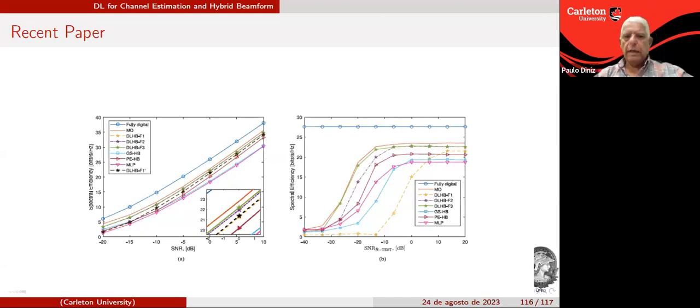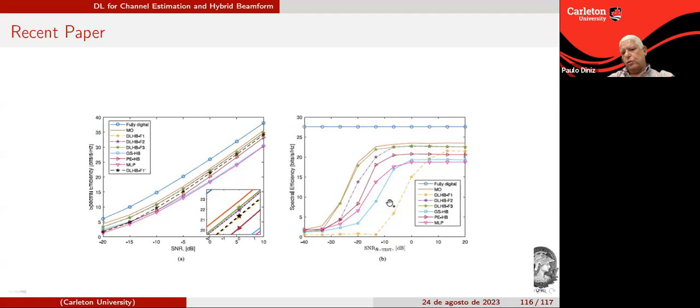He calls it fully digital, and this is what he gets, the blue one. That's an ideal one that you cannot actually do online. And then he plays with these different networks, and he got the solutions here. For example, what they call F1, F2, F3, which are these three here, are the capacity that he gets depending on the signal to noise ratio at the test level. He designed the system, put the system to work, and during the test, depending on the signal to noise ratio, he gets this capacity here.